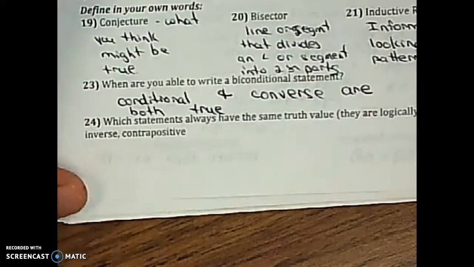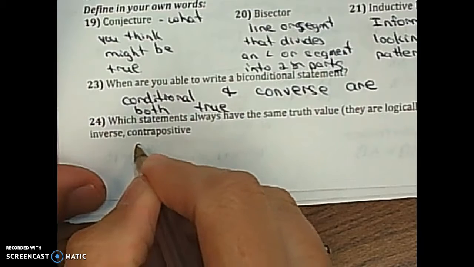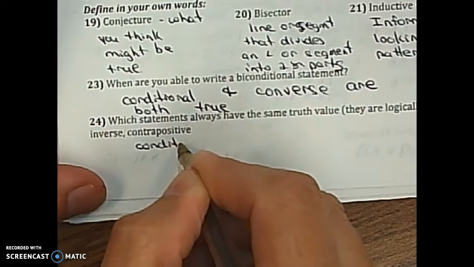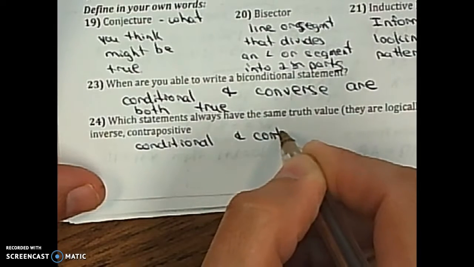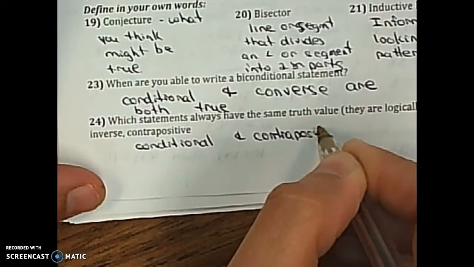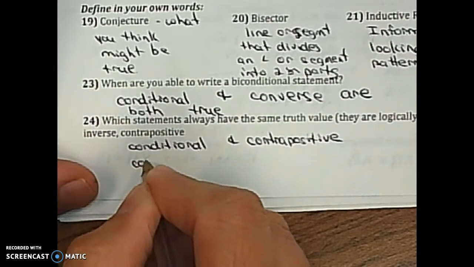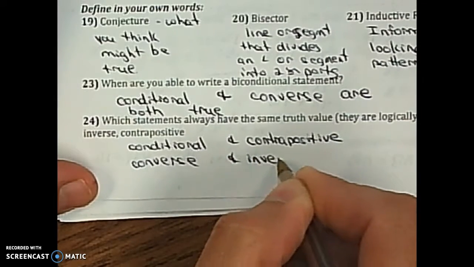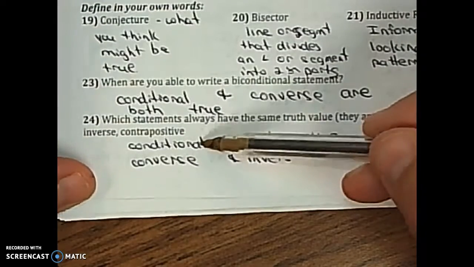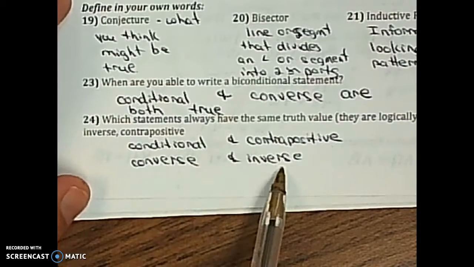Okay, finally question 24, which ones have the same truth value, meaning they're either both true or they are both false? And we said that was the conditional and contrapositive. And then also we said the converse and inverse. So again, that means if this statement is true, so is the contrapositive, or if this statement is false, so is the inverse.